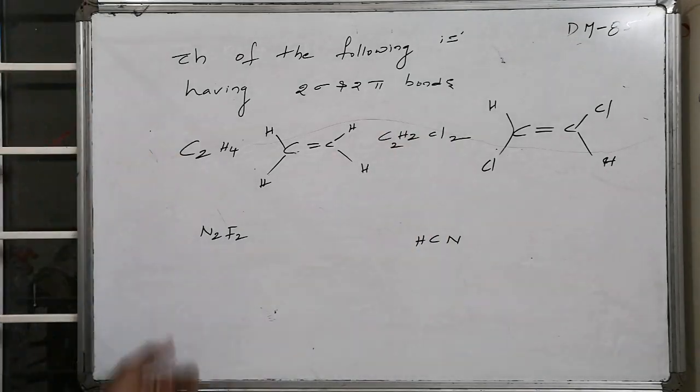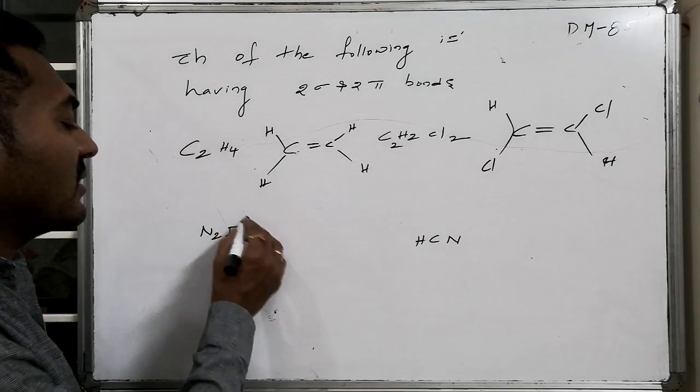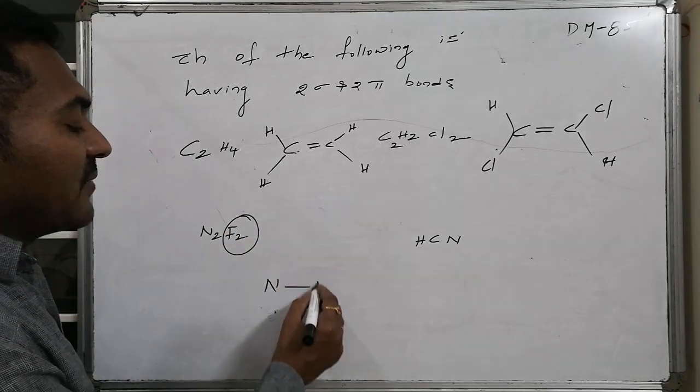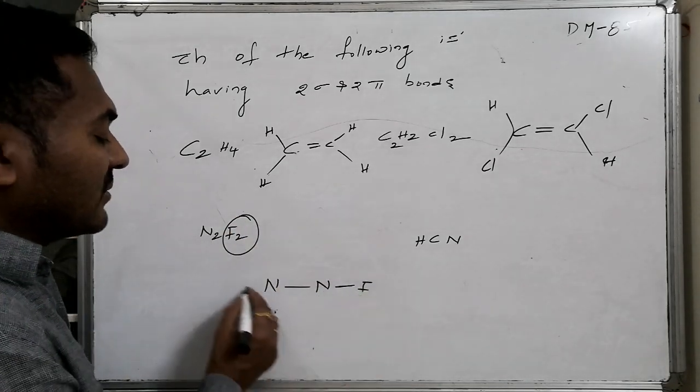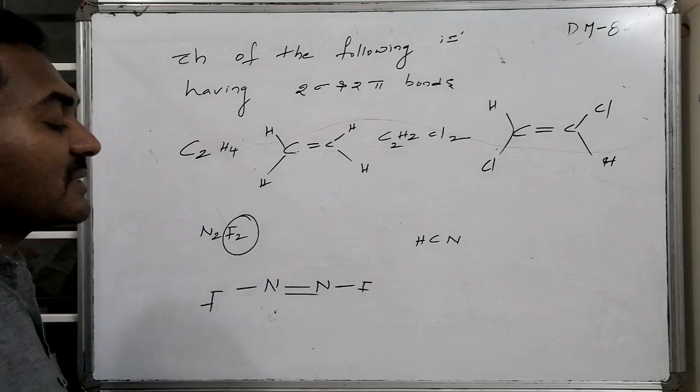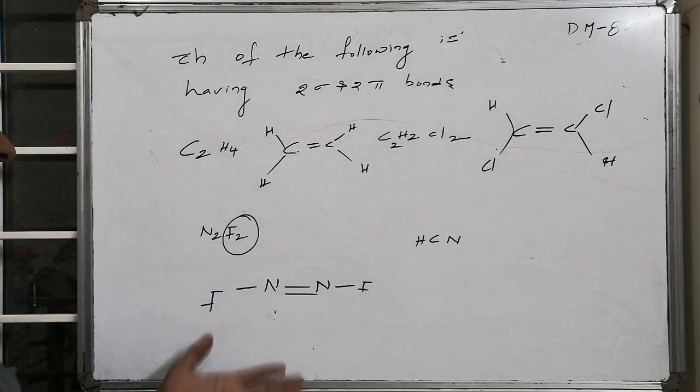In that, a total of 2 carbons, 2 hydrogens and 2 chlorines are present, but there are no 2 pi bonds. If I go for N2F2, F is always terminal because it can form only one bond, hence I have to write F at the end. Nitrogen can combine with this F, nitrogen can combine with this F, but nitrogen has to form 3 bonds. Here also only 1 pi bond chance is there.